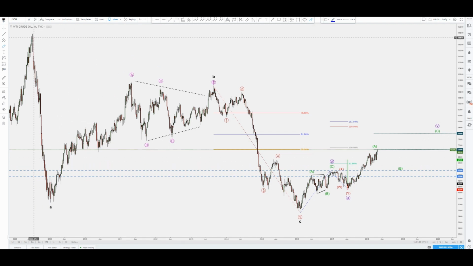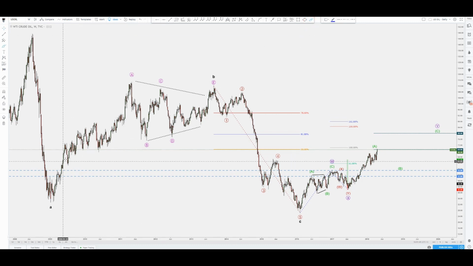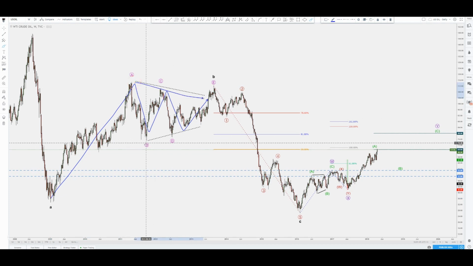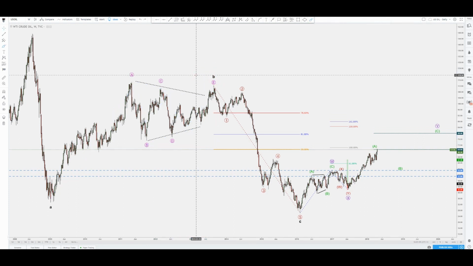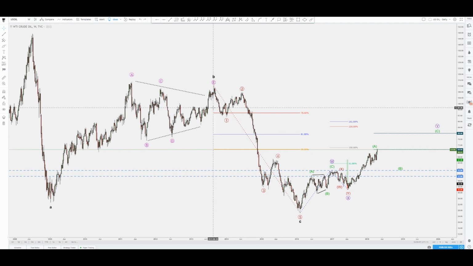Now, obviously, the entire picture is formed out of three moves, as you can see: A, B, and then C. And this B, as you can notice, I am labeling as a triangle, cycle wave B black, followed by a proper impulse, five wave sequence, one, two, three, four, five, in wave C, which started unfolding from 2013.